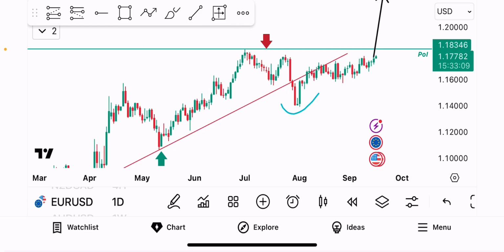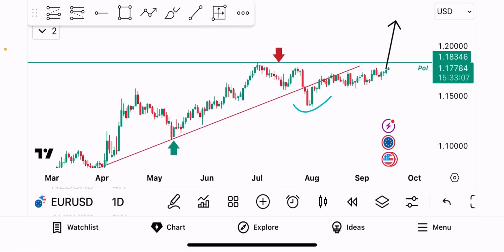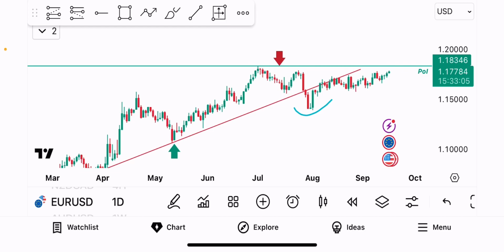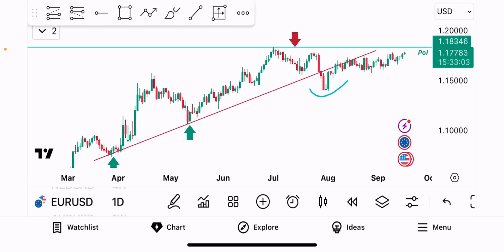So this is the analysis on EURUSD. So after the news, we will see how the market participants will react to it, and we will now make trading decision on this pair.